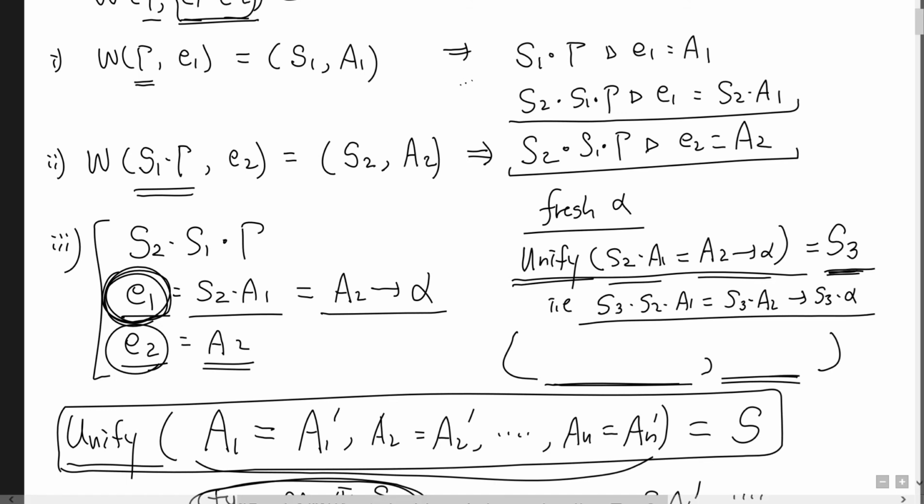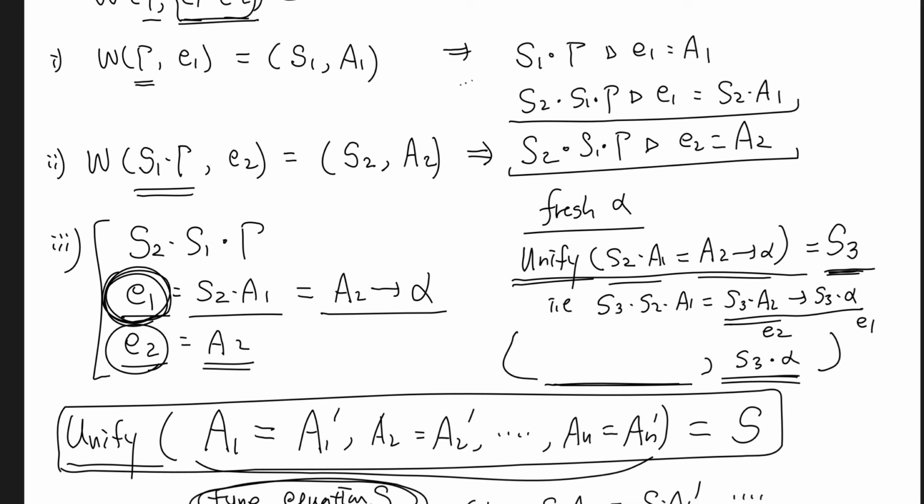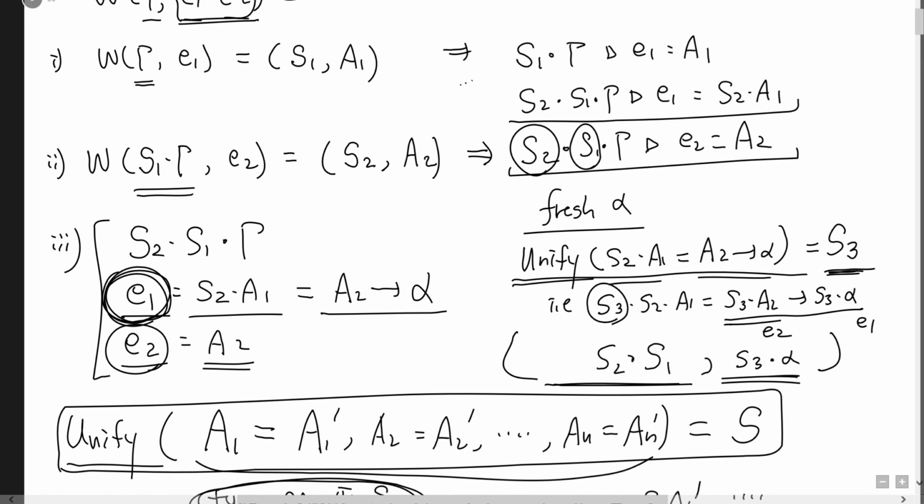So E1 has now this type. This is the type of E1, and this is the type of E2. So the final type is S3 alpha. And we just accumulate all the type substitutions produced so far, which is S1, S2, and S3. So we return the composition of these type substitutions.